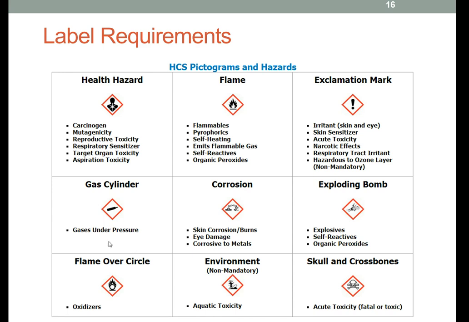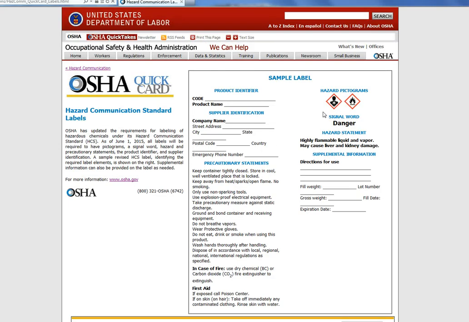Gas cylinder is a physical hazard. Corrosion is both a physical and a health hazard. And exploding bombs and oxidizers are physical hazards, and then the skull and crossbones represents very acute toxicity. On our sample label, the hazard pictograms are shown here, and they represent a health and an oxidizer.